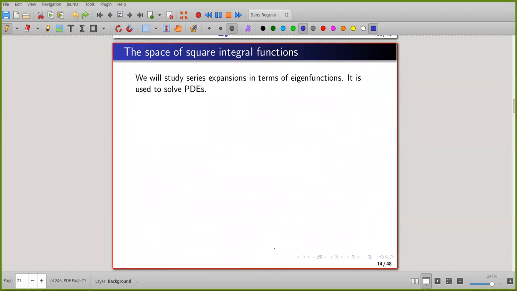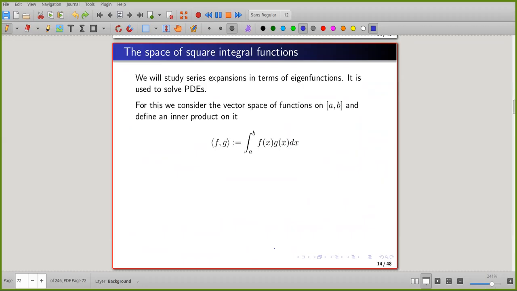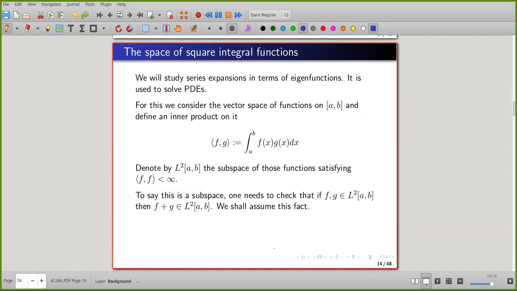Okay. So we will study series expansions in terms of eigenfunctions, and it is used to solve PDEs. For this, we consider the vector space of functions on the interval a, b, and define an inner product on it. The inner product is defined to be this. We denote by L2 a b the subspace of those functions satisfying that the inner product of f with f is finite.